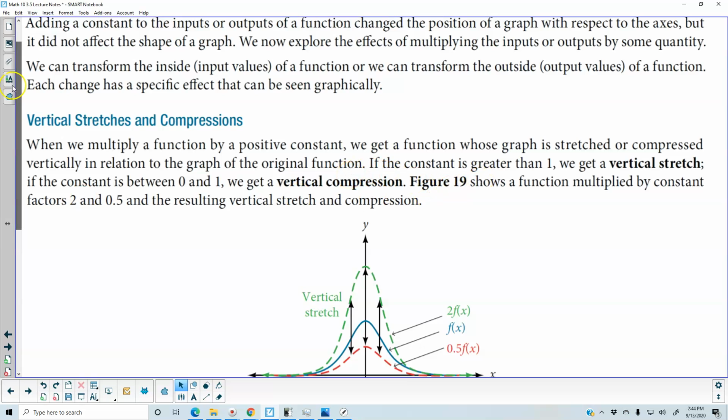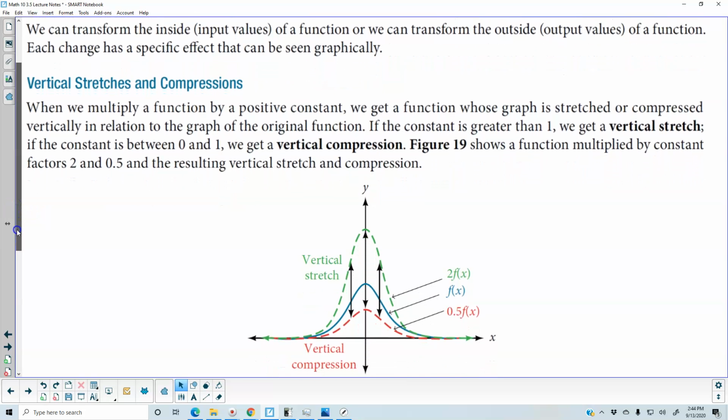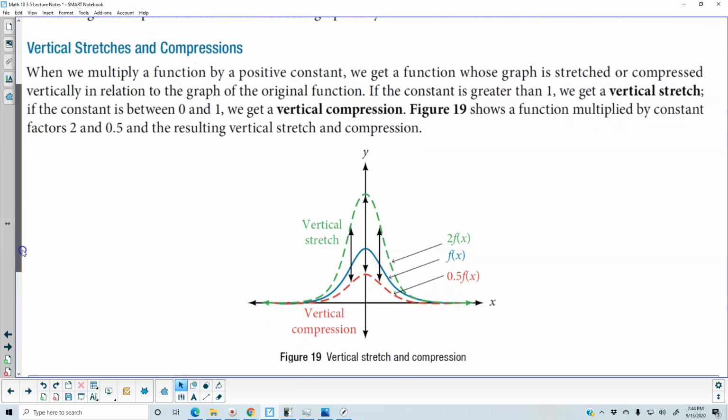If the constant is greater than 1, we get a vertical stretch. If the constant is between 0 and 1, then we get a vertical compression. Figure 19 shows a function multiplied by constant factors 2 and 0.5 and the resulting vertical stretch and compression.